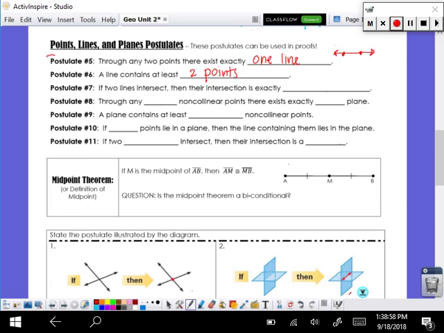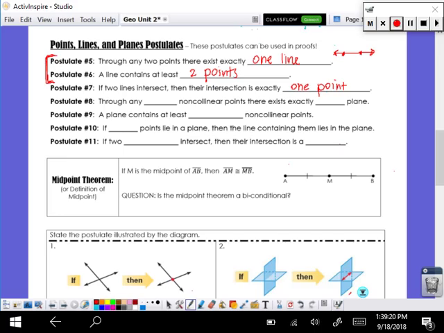Okay, so if we were to put those into if-then statements, those would be the converse of each other. Those are the opposites of each other. Postulate 7, if 2 lines intersect, then their intersection is exactly 1 point. We learned about that during our first unit. 2 lines intersect at 1 point.